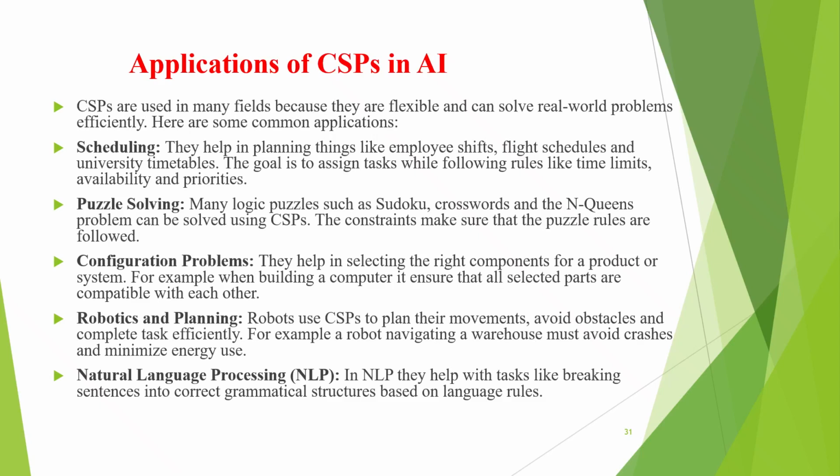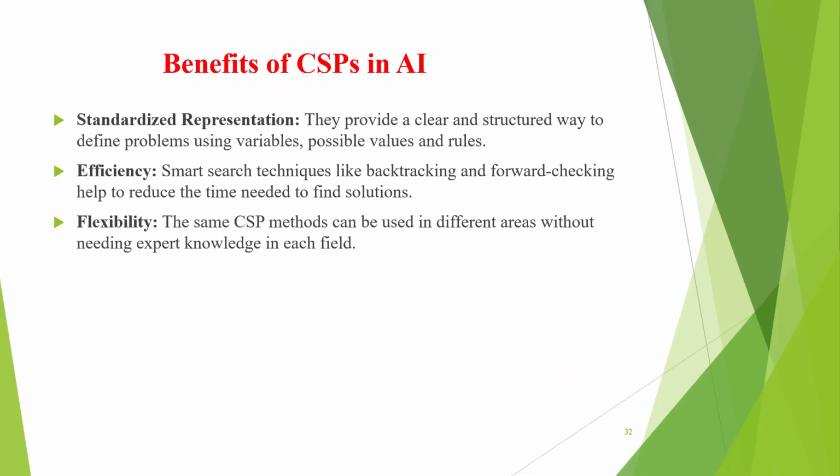CSPs are also used in natural language processing. In NLP, they help with tasks like breaking sentences into correct grammatical structures based on language rules. Benefits of CSP in AI. Standardized representation: they provide a clear and structured way to define problems using variables, possible values, and rules. Smart searching techniques like backtracking and forward checking help to reduce the time needed to find solutions. Flexibility: the same CSP methods can be used in different areas without needing expert knowledge in each field.